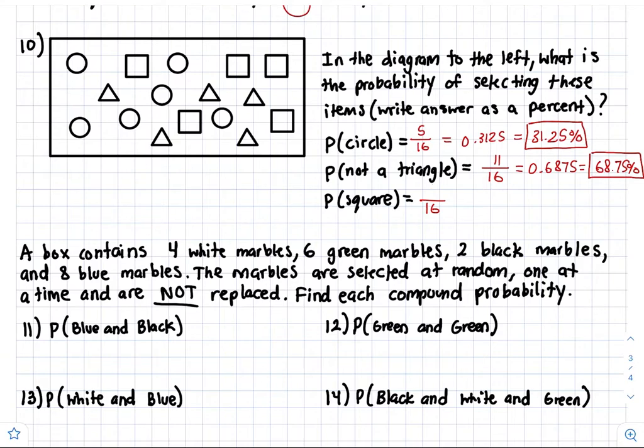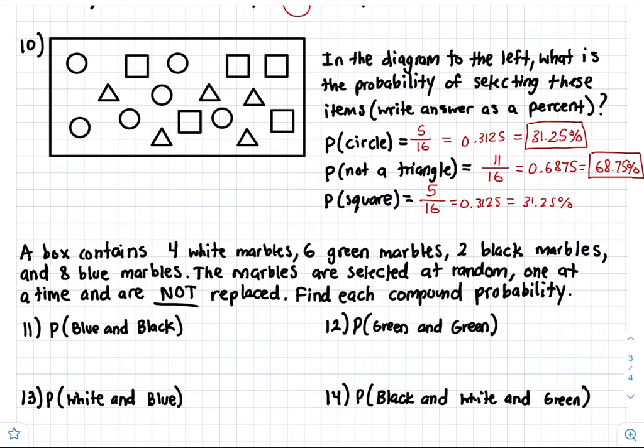5 out of the 16, you guys, are squares. Right? Wait, 1, 2, 3, 4, 5. Oh, 5 out of 16. Okay, this one is 31.25%.